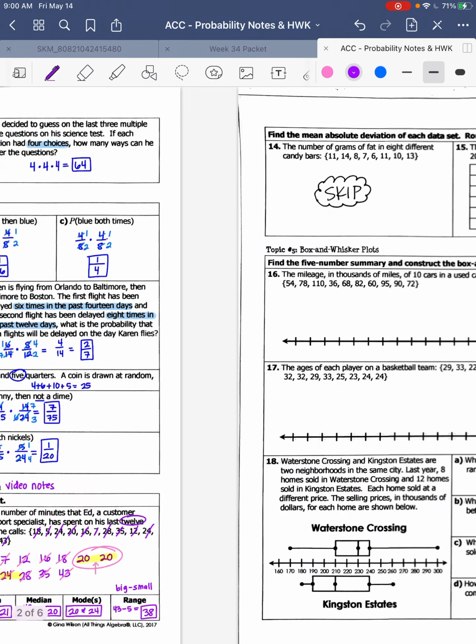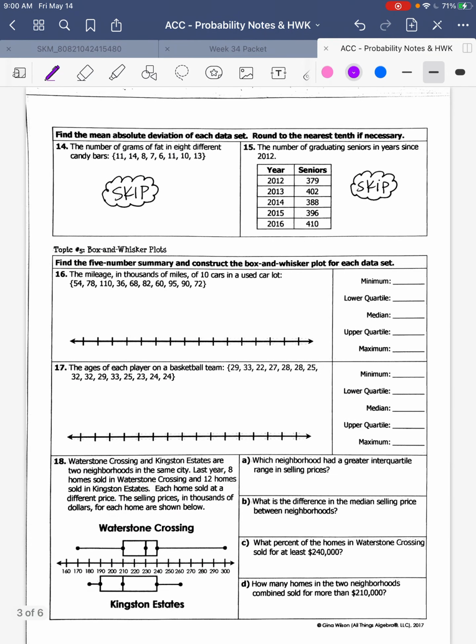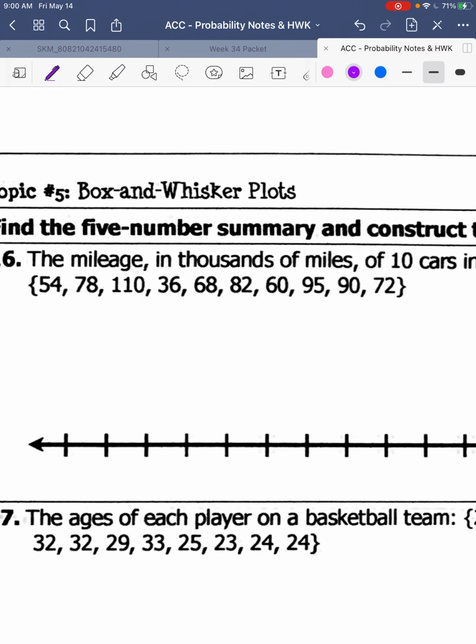Okay, moving on to the next page. We're skipping 14 and 15. We're not doing mean absolute deviation, but we are going to look at topic 5, box and whisker plots. So find the 5-number summary and construct the box and whisker plot for each data set. So 16, the mileage in thousands of miles of 10 cars in a used car lot. So we've got these numbers here.